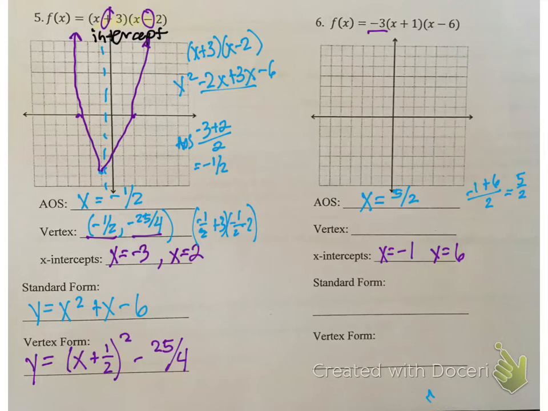Plug that in to get your vertex. So 5 over 2 plus 1, and 5 over 2 minus 6. When you plug that in your calculator, you end up getting 147 over 4. These are not nice numbers. So vertex would be at 5/2, 147 over 4.